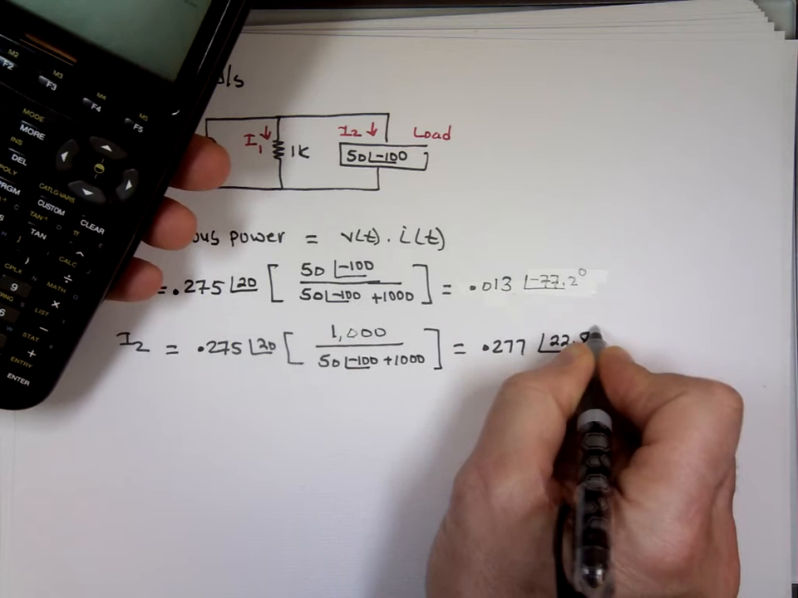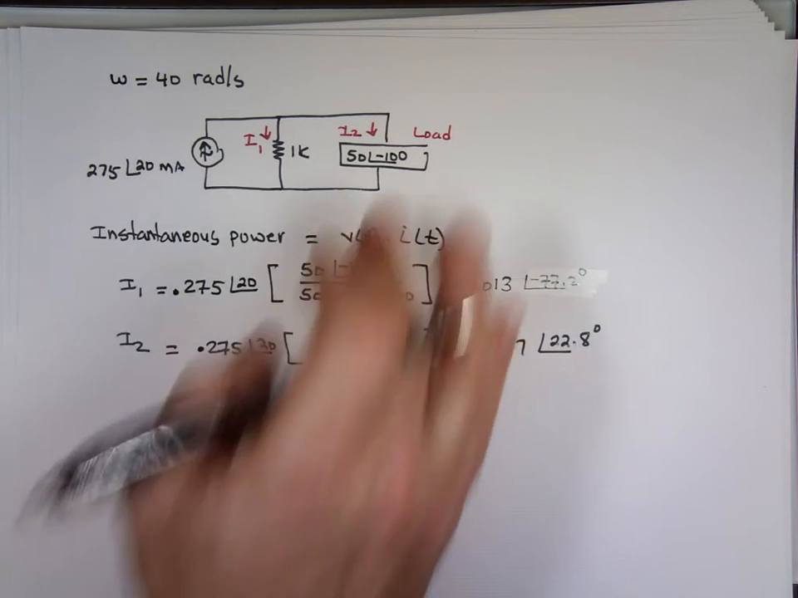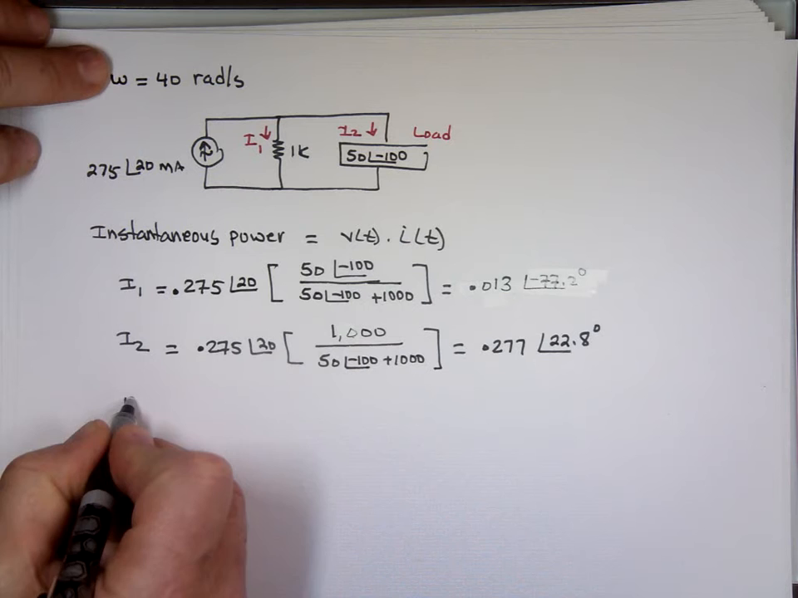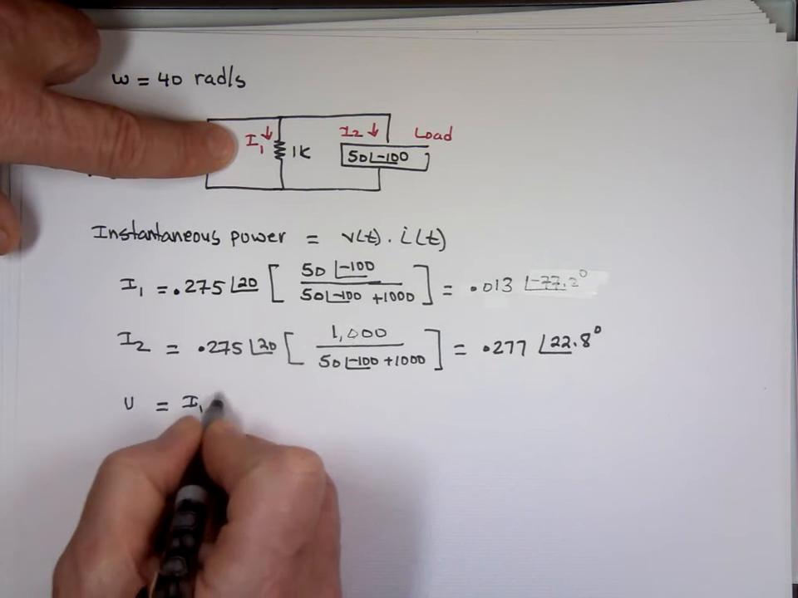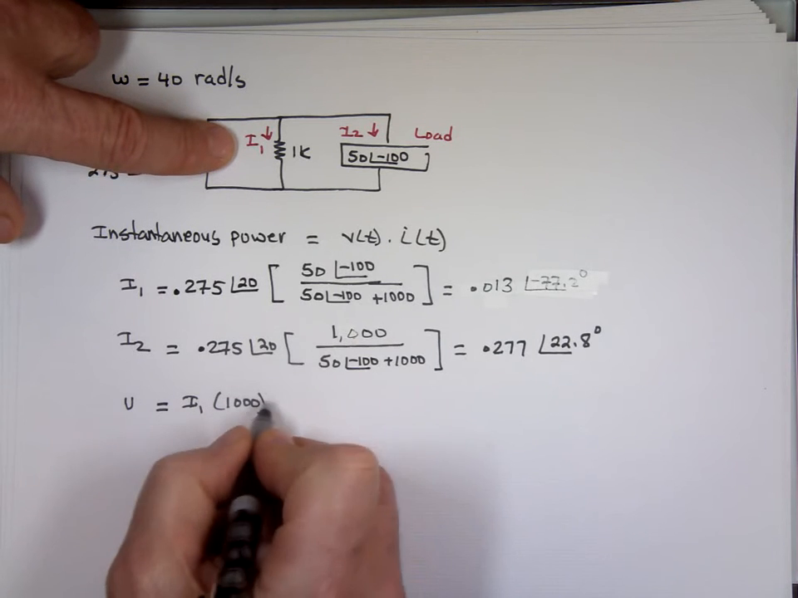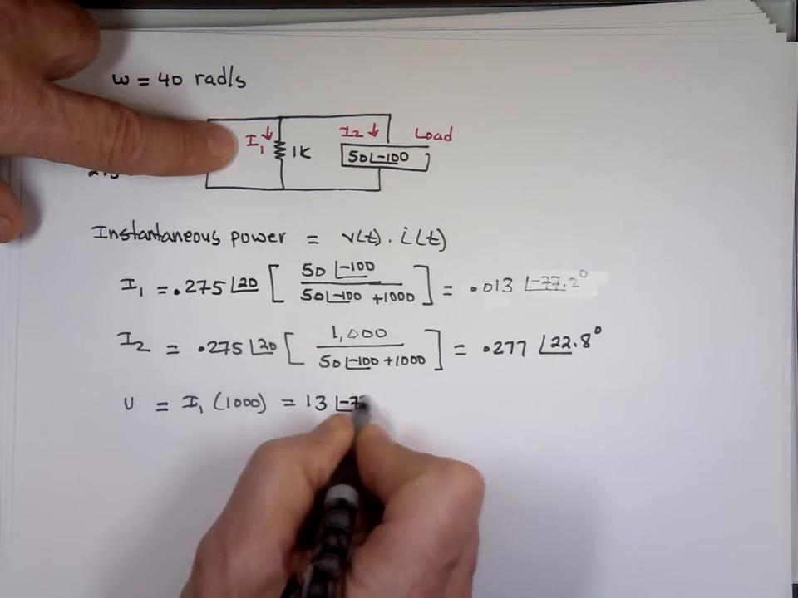Okay. Can we find the voltage? Well, all three are in parallel. You can find the voltage. The voltage across them is going to be I sub 1 times 1K. What's I sub 1? Here we go. It's 13 angle negative 77.2 degrees.